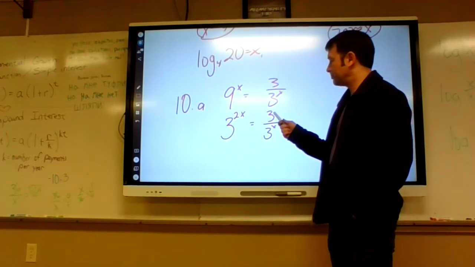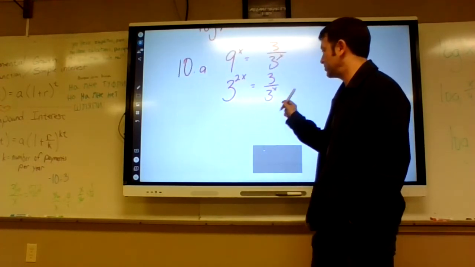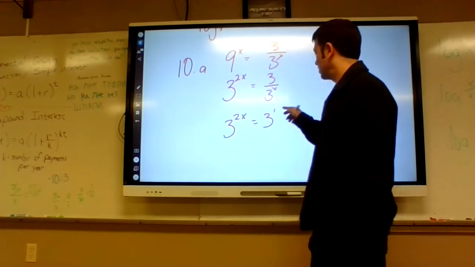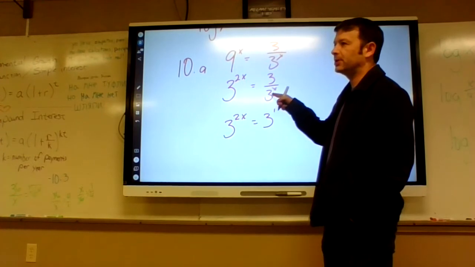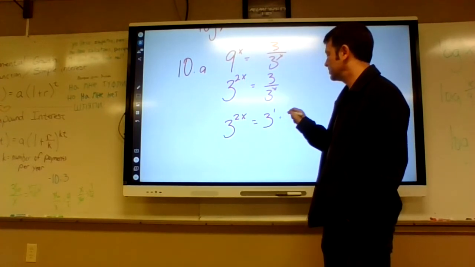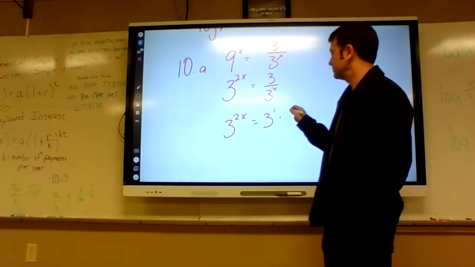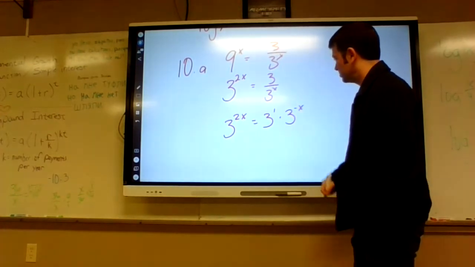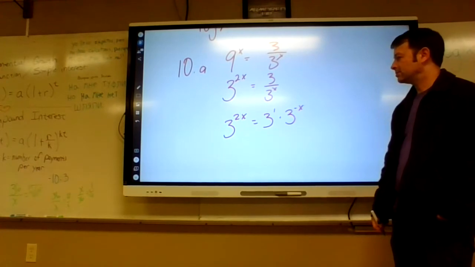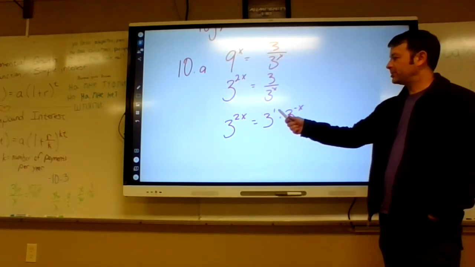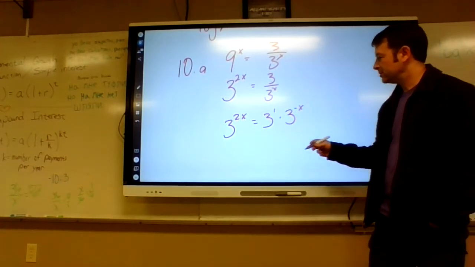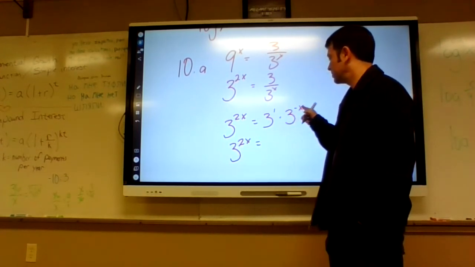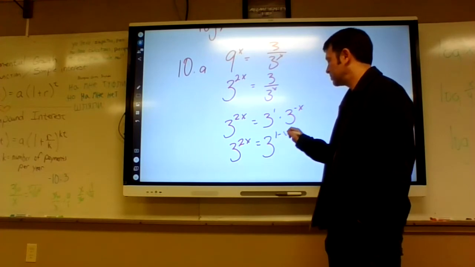So what's this on top right here? Is 3 to the what? 3 to the 1. And this is 3 to the what on the bottom? 3 to the negative 1. Oh, negative 1x. And what do we do with the exponents right here? You add them. So it's 3 to the negative 2x minus 3 to the 1 minus x.